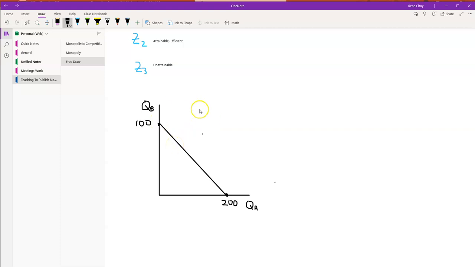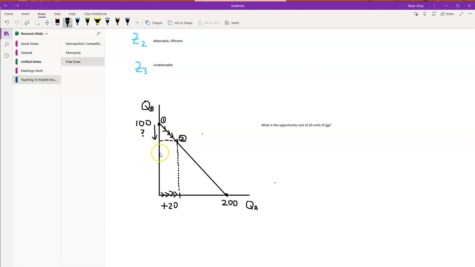Now let's say I ask you a question like, what is the opportunity cost of 20 units of QA? This question is very similar to saying, I want to get 20 more units of QA, and the question is asking what do I need to give up? How much QB do I need to give up in order to obtain those 20 QA? So if I were to move from, say, point 1 here to point 2 here, how much B do I have to give up? That's the question right here. What is the opportunity cost?